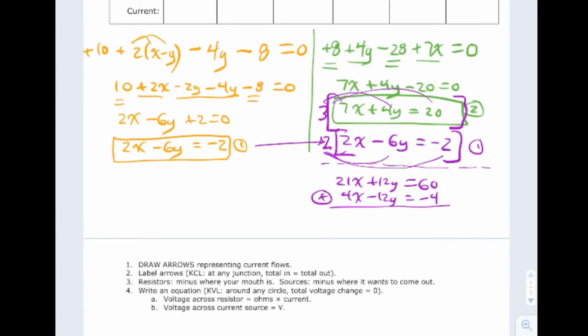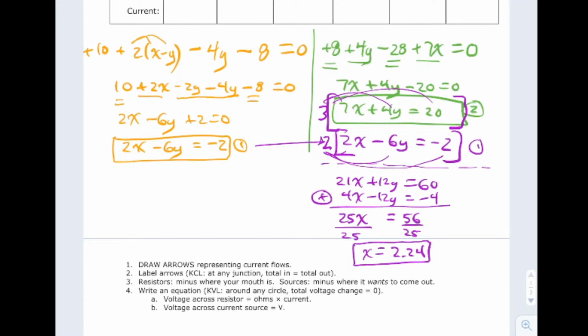Now I can add my like terms. 21 and 4 is 25x. The y's go away. 60 take away 4 is 56. Looking at the x, you say, oh, I'm going to have to divide both sides by 25 here. So you take your 56, you divide by 25, and you'll get 2.24. We've got an answer today. x is 2.24.